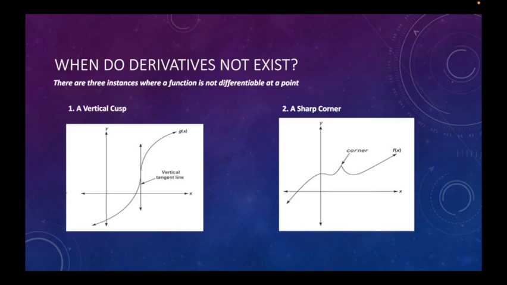There's three instances where a function is not differentiable at a certain point. The first one is a vertical cusp. So basically at the point in reference, there is a vertical tangent line, so therefore there is no slope, making it not differentiable. The second case is a sharp corner, such as seen in the second image. Because there can be a variety of tangent lines, various slopes at that specific point, we can't say it's differentiable.